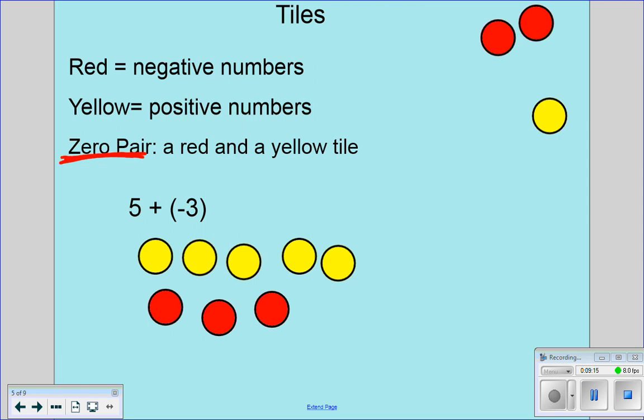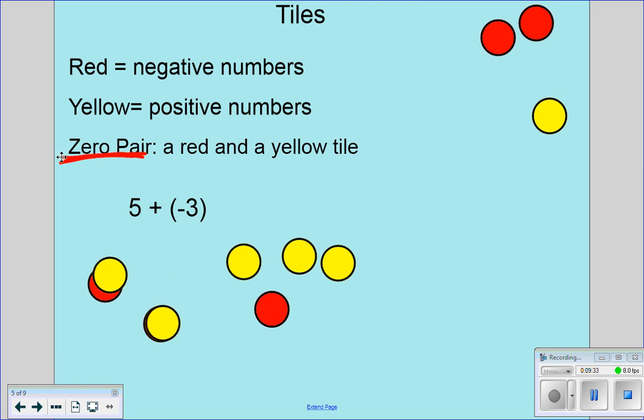Now, we just talked about an important vocabulary word, and it's called a zero pair. Are there some zero pairs up here? Yes, because what's a zero pair? A yellow and a red tile together. So guess what happens to these two? They cancel out. Guess what happens to these two? They cancel out. Guess what happens to these two? They cancel out. This is what I have left on my board, and that's my answer.